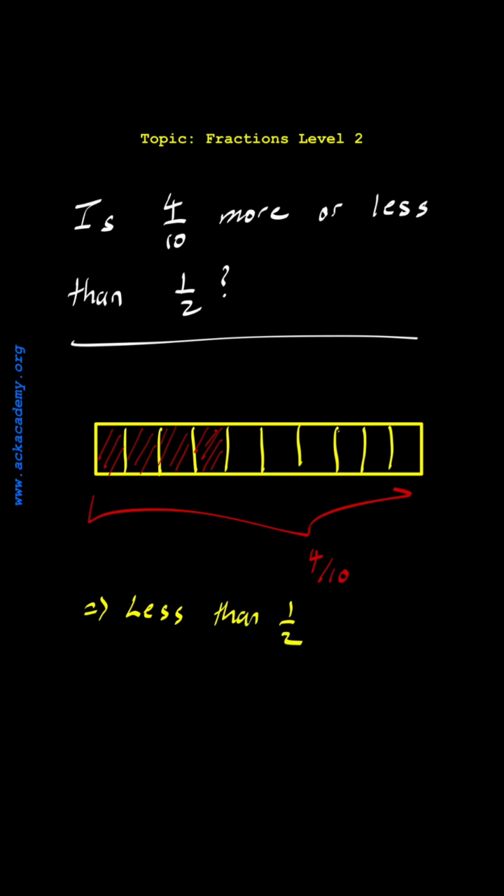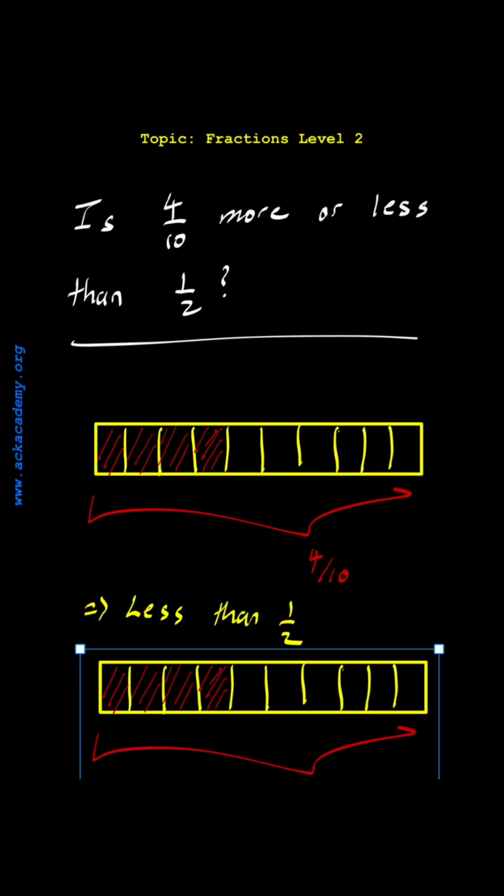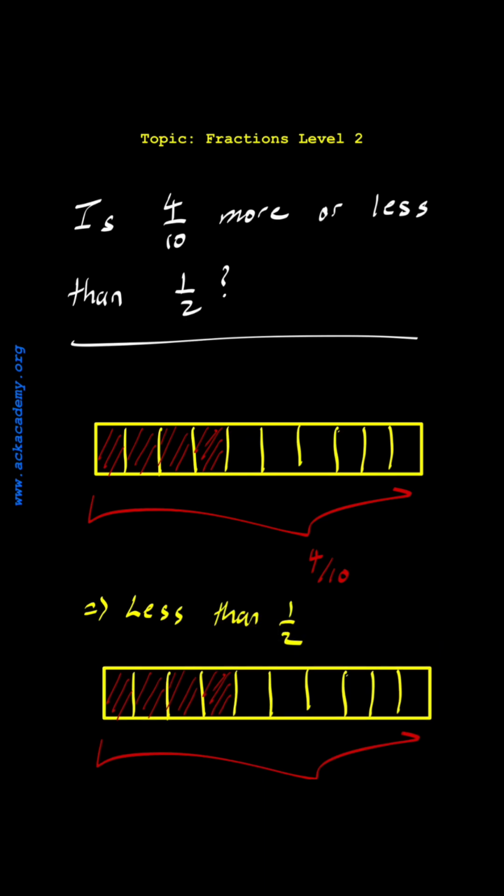It's less than 1/2 because to make it 1/2 would mean it would look something like this. To make it 1/2, it would have to look like this. 5 out of the 10 would make it 1/2, right? But because we're dealing with 4 out of the 10, it's going to be less than 1/2.